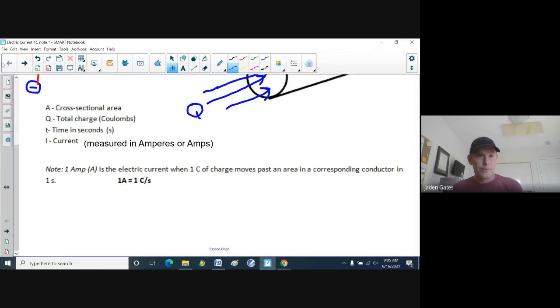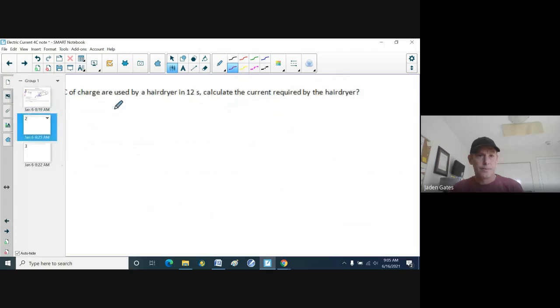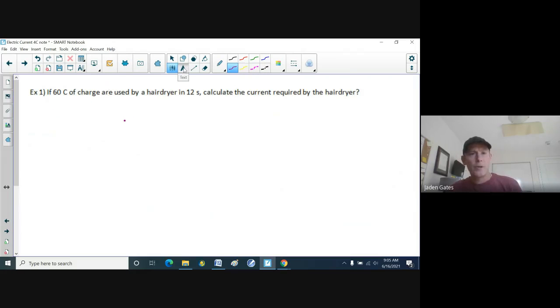All right, now let's try some examples. Example number one: if 60 coulombs of charge, that's the measurement of charge, by the way, coulombs, so it has a C there. All this stuff is named after somebody, so I don't know what his first name was. I believe the dude was a guy, so it could be Francis Coulomb or John Coulomb. I'm not sure who it was, but anyways, if 60 coulombs of charge are used by a hairdryer in 12 seconds, calculate the current required by the hairdryer.